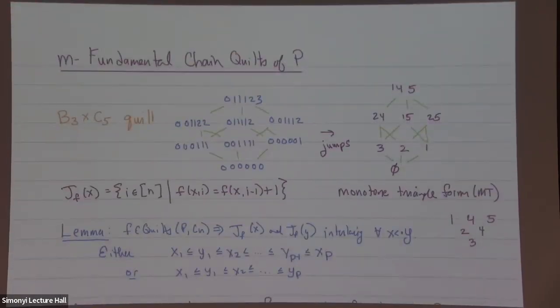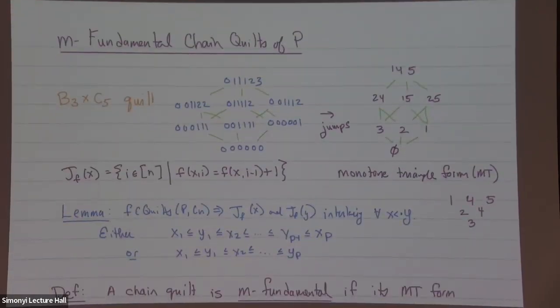So that's going to be sort of our big number. And then the m fundamental chain quilts associated to P. It doesn't matter which C_n you're crossing it with. This just goes with P. But let me give you an example. I have to sort of fix a little bit of notation before I can do it. So let's look at the example of B3 cross C5.